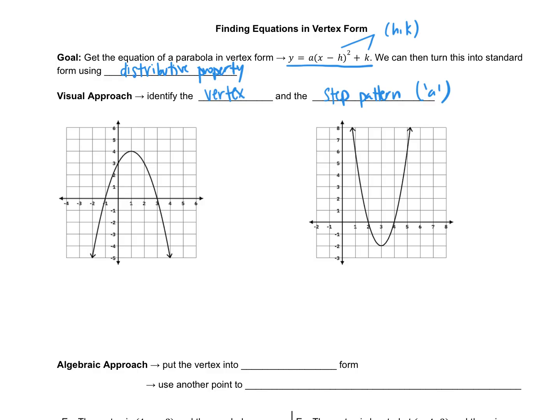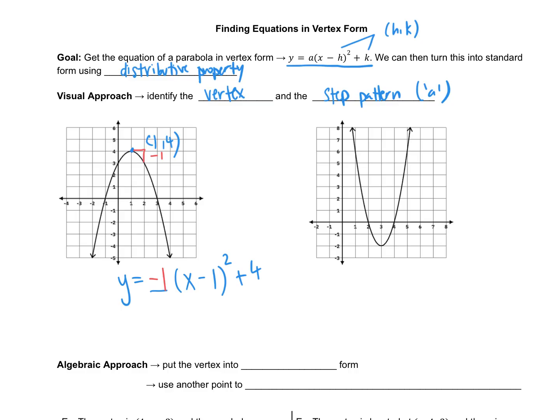So if we look at this first example, I can clearly read off my vertex. It is 1, 4, which means my vertex form is going to start y equals something for the a value, x subtract 1 squared plus 4. So the x minus 1 is going to match up with that axis of symmetry at x equals positive 1, and the plus 4 matches up with that optimal value of 4. Now for my step pattern, I really just need that first step, and when I move to the right one, I move down 1, so the a value is negative 1. And there's my vertex form.